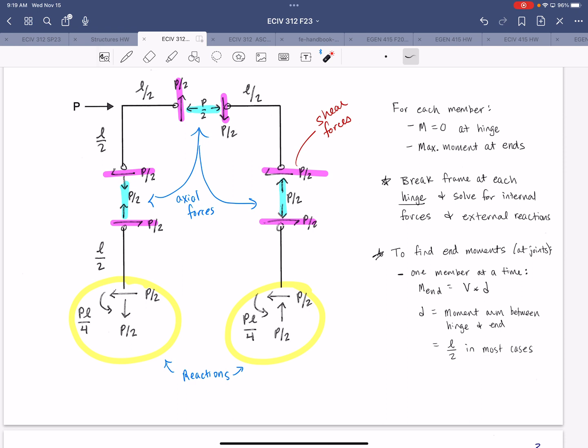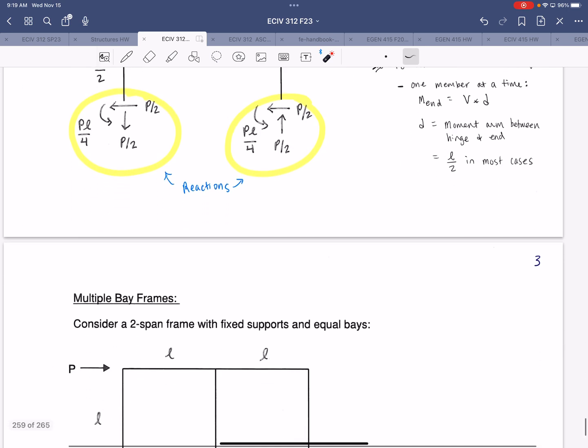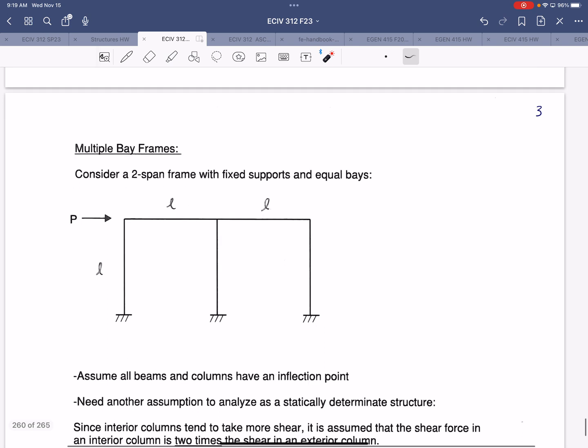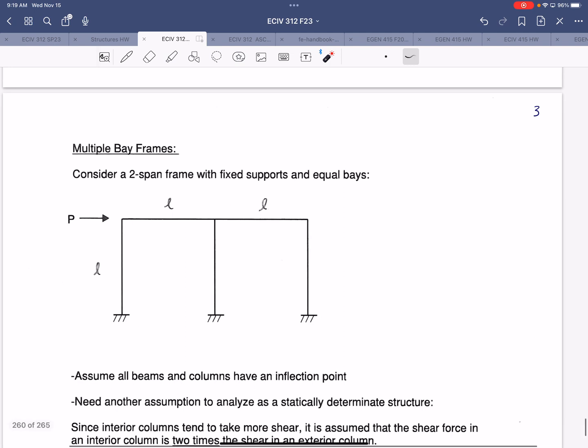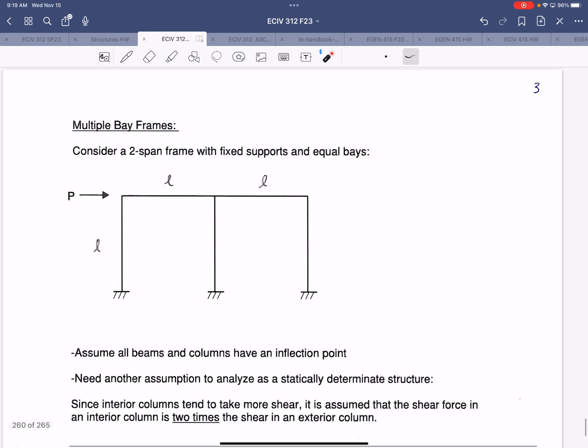Any other questions? Okay. All right, so now that we've considered a single story, single bay frame, we're going to gradually expand the size of our frame. We'll think about a single story, 2-span frame, right? So we have equal bays and a lateral load applied at the top of the frame.